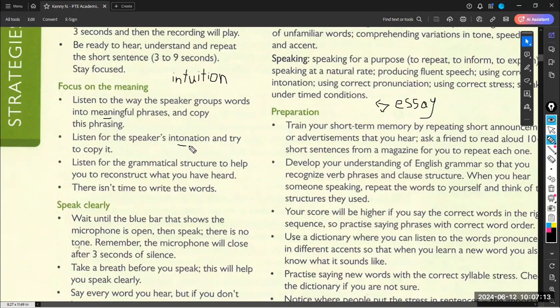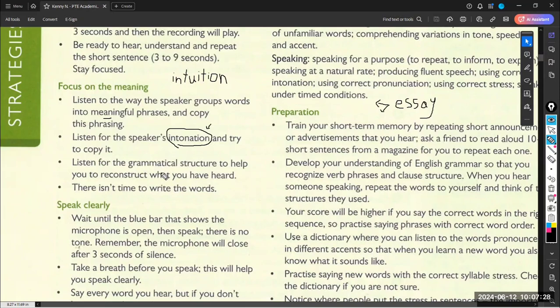Absolutely, the intonation is really important. If the intonation is up, you have to imitate the speaker. If the intonation is down, you have to imitate the exact intonation the speaker is using.